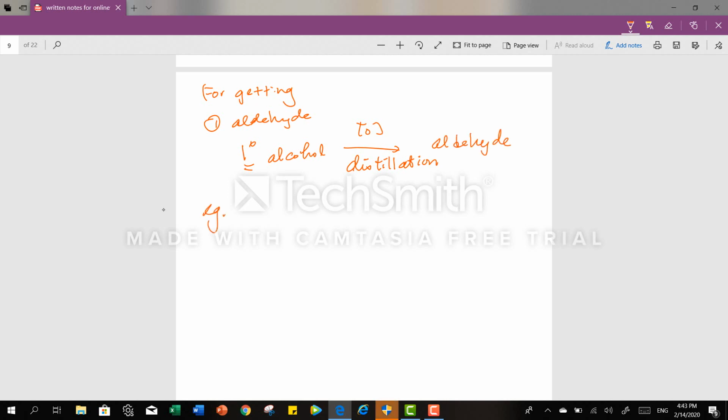For example, we are doing a revision now, okay, before we go further. If you have ethanol, then you oxidize it with distillation, you get ethanal. Okay, can you see this is primary alcohol?